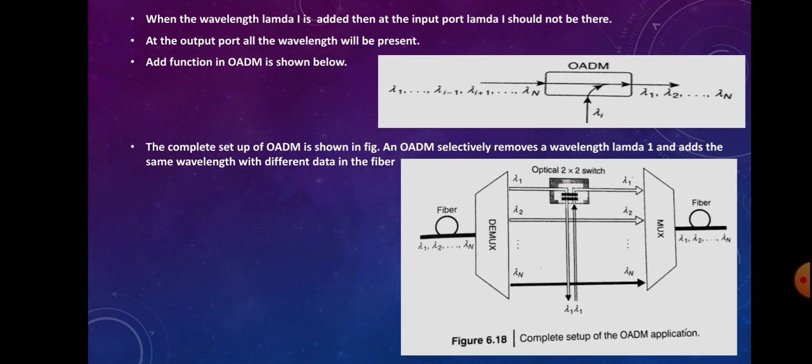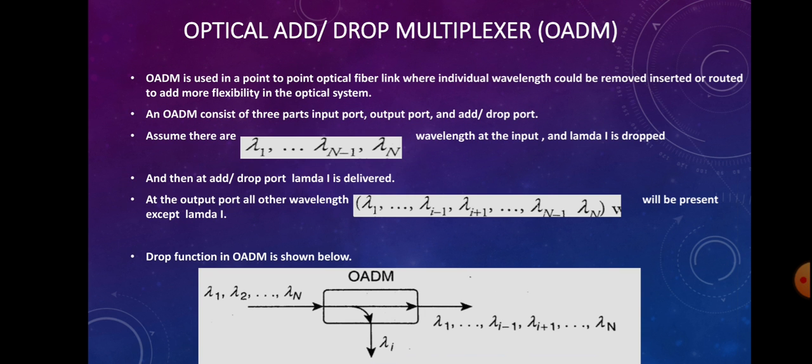Next, similarly, we can add a particular wavelength by using the add function in the OADM. That means when a wavelength lambda I is added, you can see here that lambda I is added to this channel by using the OADM add function, and it is pictorially shown here. Here the different wavelengths are lambda 1 to lambda n, and at the input side lambda I is absent. So we add one more wavelength, that is lambda I, given through a different port of the OADM, and at the output we will obtain lambda 1 to lambda n including lambda I. So this is the add and drop function of the optical add drop multiplexer. Here we are adding one signal to the channel, while in the previous case we were dropping one signal from the input.